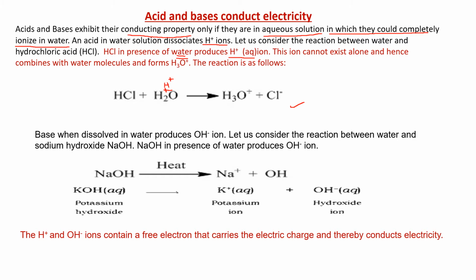Now coming to the base. What happens in the case of a base? NaOH when mixed with water gives Na plus and OH negative, plus heat. Why have I written heat? Because this is an exothermic reaction. A lot of heat is produced in this reaction. The same happens with potassium hydroxide, which when mixed with water gives you a potassium ion and an OH negative ion.